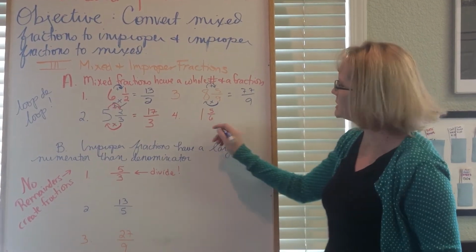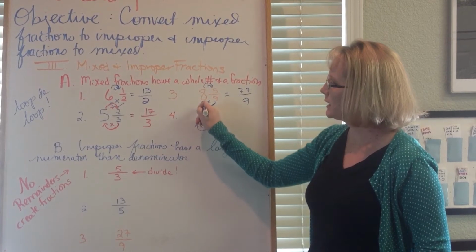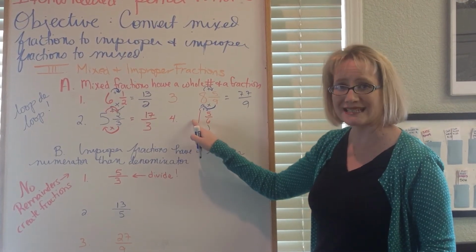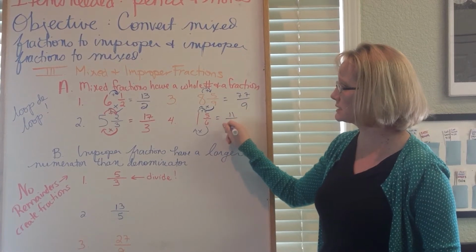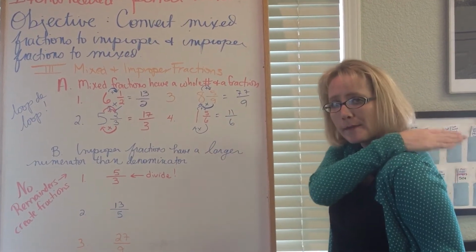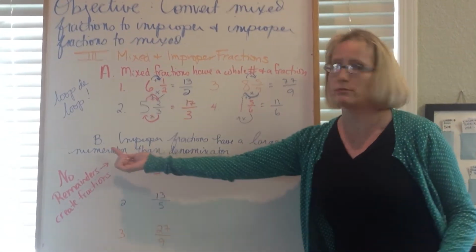Okay. So let's see, we're going to loop-de-loop it, multiply and add. 6 times 1 is 6. 6 plus 5 is 11. You should have gotten 11/6. If you did, give yourself a little pat. If you didn't, give yourself a little pinch. So now we're going to do part B.